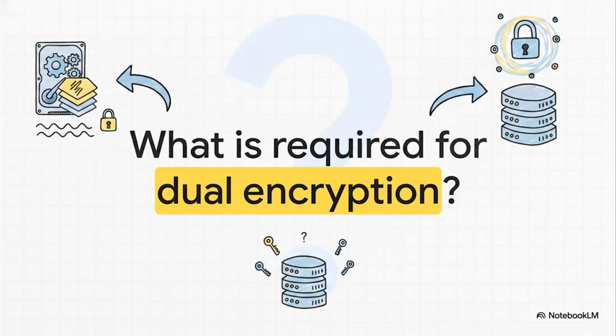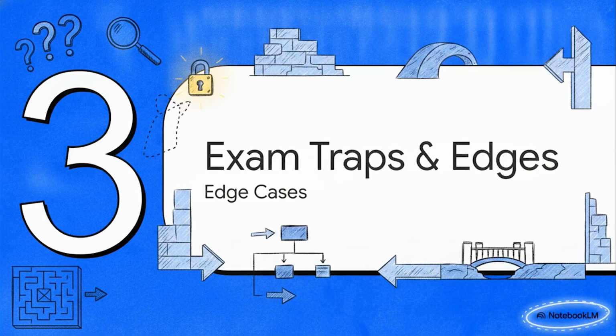Okay, before we move forward, let's pause for a quick knowledge check. Picture this. Your Chief Information Security Officer knocks on your door and mandates dual encryption to pass a massive upcoming security audit. Meaning they want data at rest encryption enforced at the physical hardware level using self-encrypting drives, plus software-only encryption layered right on top of that. How does that strict mandate impact your KMS choice? Which brings us perfectly to Section 3, Exam Traps and Edge Cases.